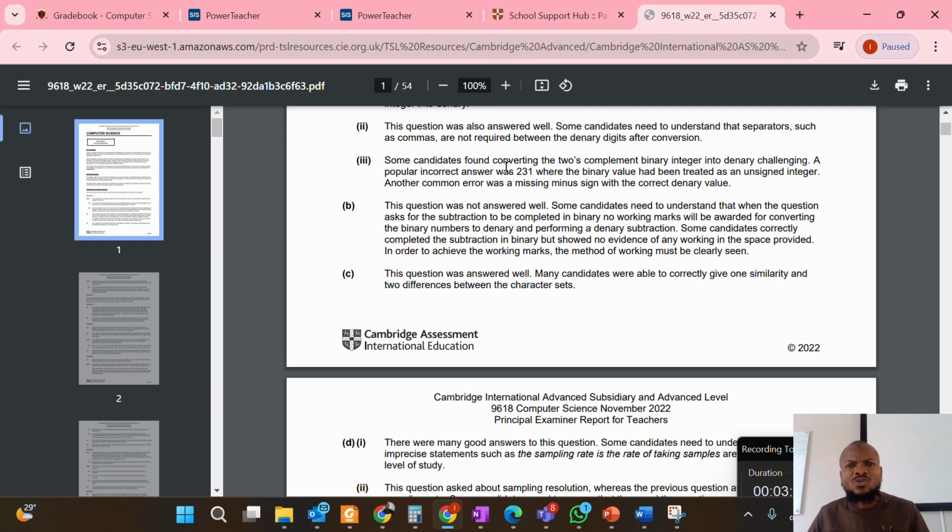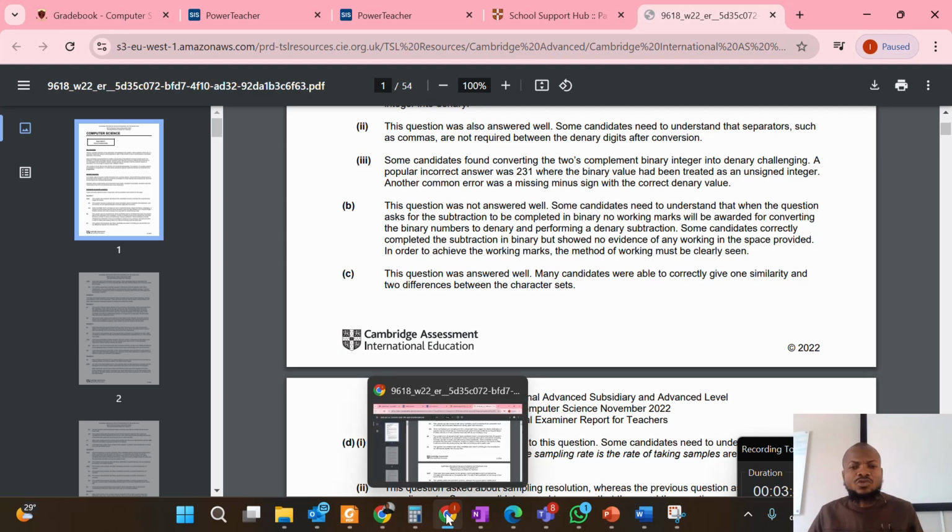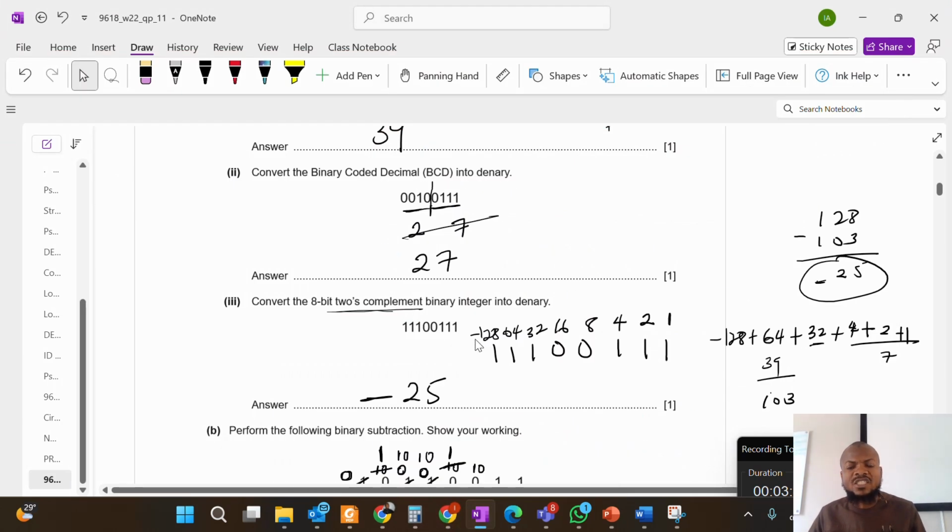Some candidates found converting the 2's complement binary integer into denary challenging. A popular incorrect answer was 231, where the binary value has been treated as an unsigned integer. So that means those students forgot to write minus 128 as the last bit. Like I always tell my students, the last bit should always be minus 128. With this, you will not forget to treat it as a negative number. I hope you understand.